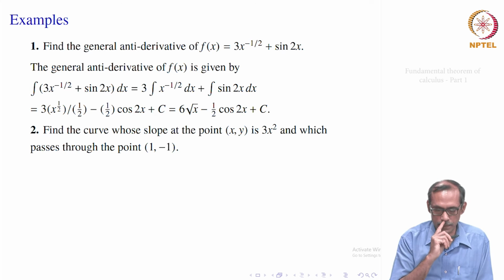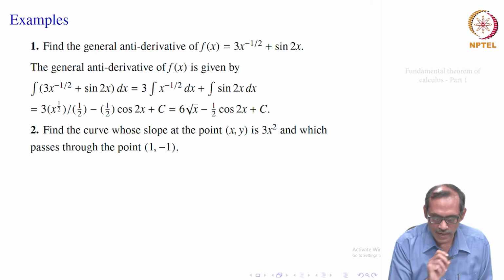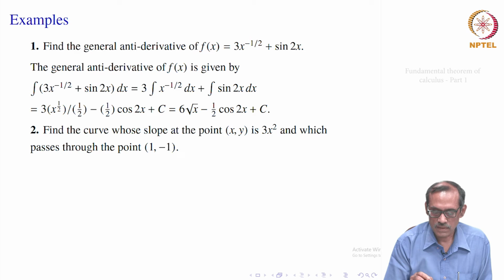Let us go to the second one. Here we want to find a curve, or the curve, there exists only one, that is what the question says, whose slope at the point (x, y) is 3x square.